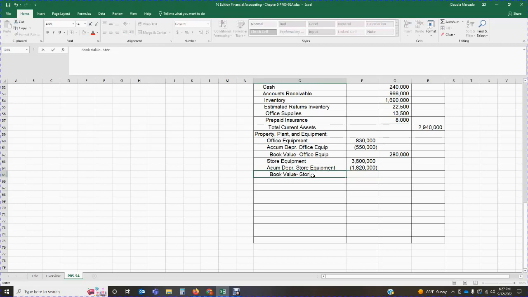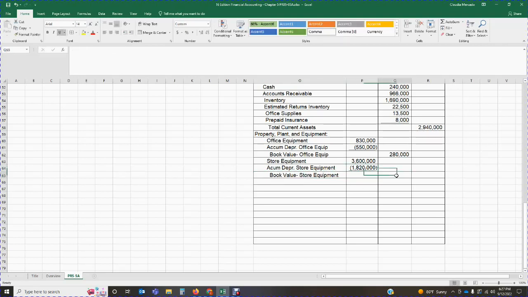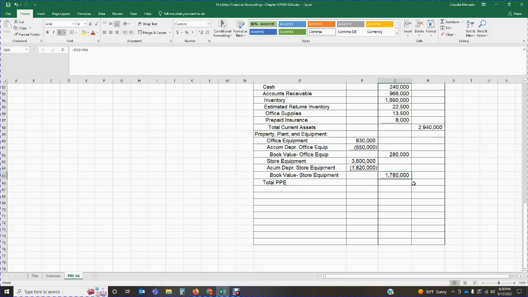The book value of the store equipment is going to be the $3,600,000 minus the $1,820,000. Okay, and that's going to give me a book value of $1,780,000. Okay, now we can get our total property, plant, and equipment. PPE, property, plant, and equipment. That way I don't write it all out. Okay, so my total property, plant, and equipment, we're going to add those two numbers together and get a total.